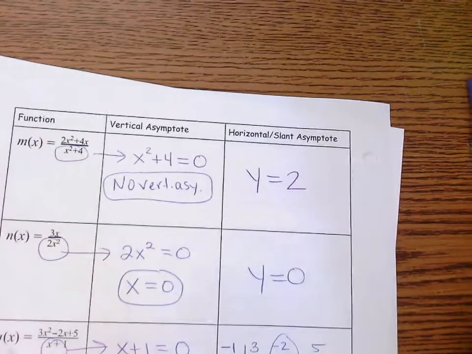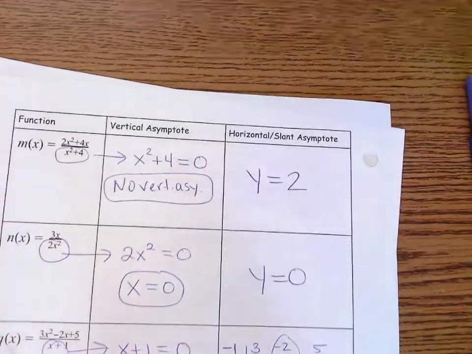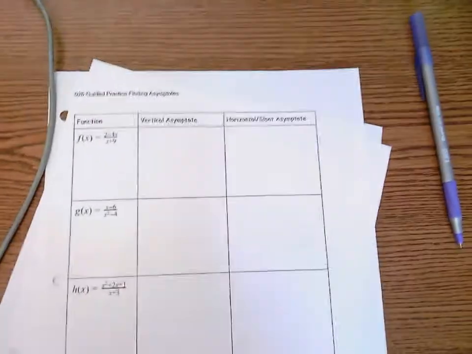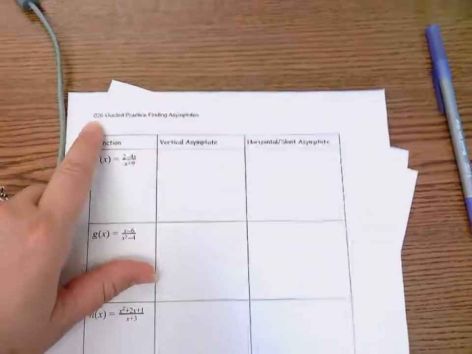So today it's kind of just memorizing, practicing how to find asymptotes. So you're going to wrap up today by answering these 3 questions on 026, and you only need to submit 026 for your work today.